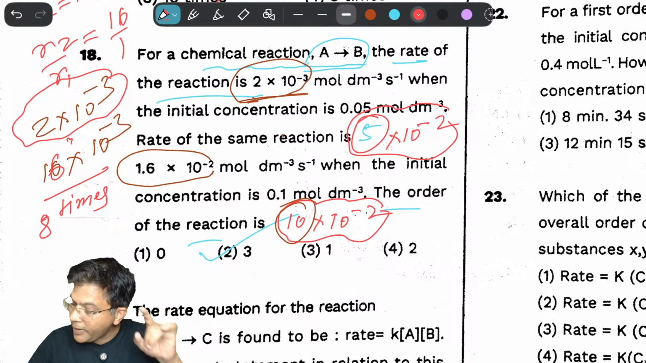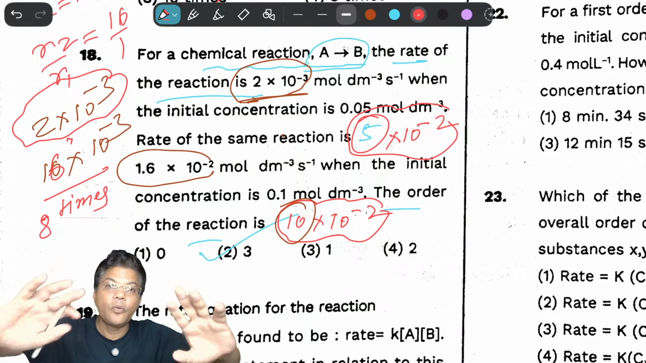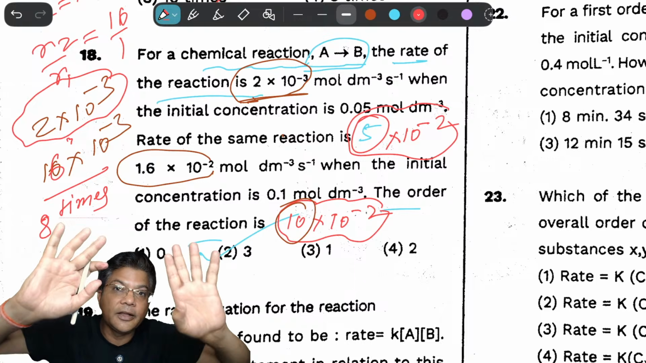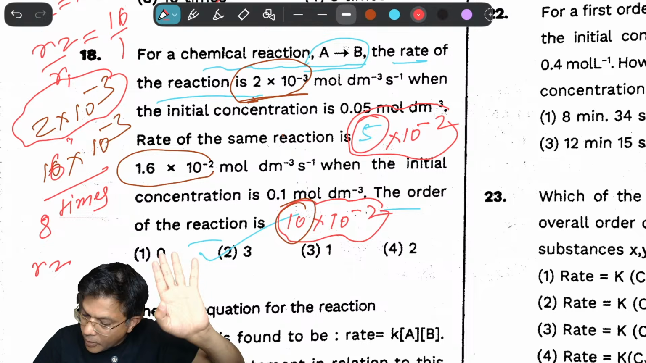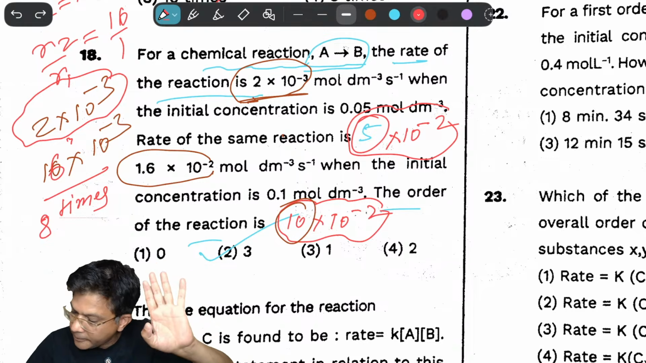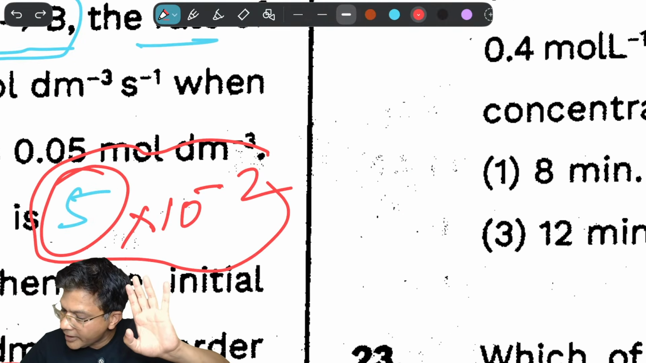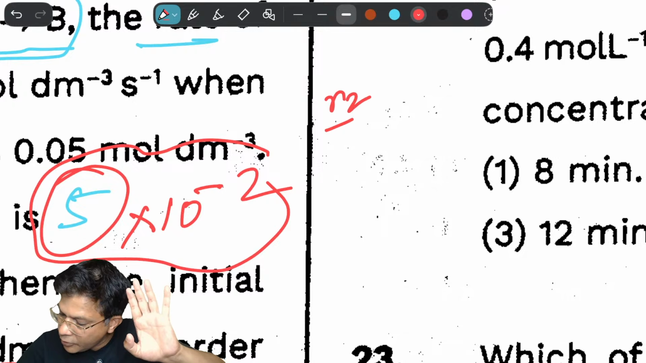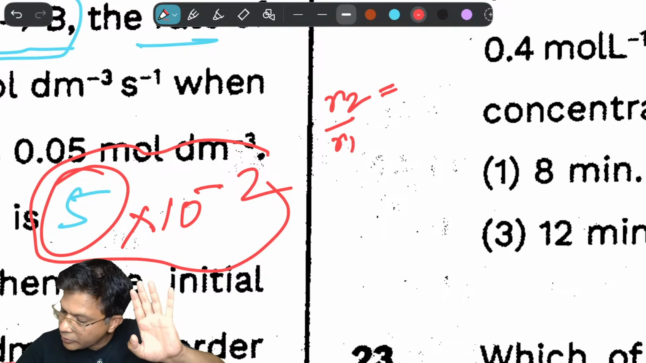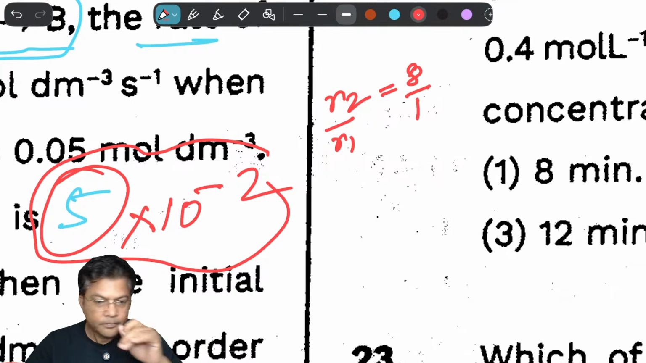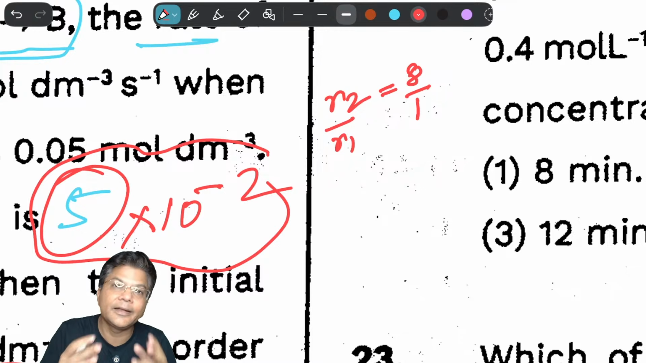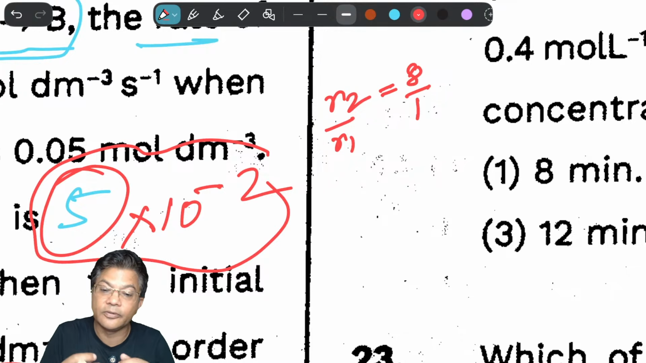When the concentration is doubled, the rate increases 8 times. Now, how to write it down? R2 upon R1, let me write it down over there, as you would in the examination if by chance you have forgotten everything. R2 upon R1 is equal to 8 upon 1. Okay. Now, the rate is like this. Now, how to get the answer, kids?